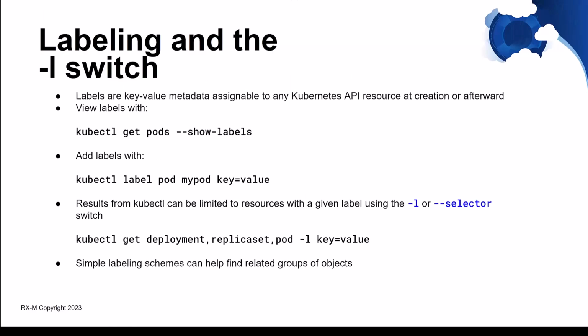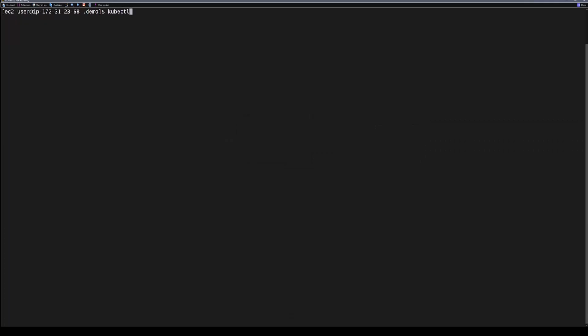Next, let's talk about labeling and the -l switch. Labels are key value metadata that can be assigned to any Kubernetes API resource. You can assign labels to resources at creation or afterward using kubectl label followed by your key value that you want to assign. You can view labels by providing the --show-labels option with kubectl get.